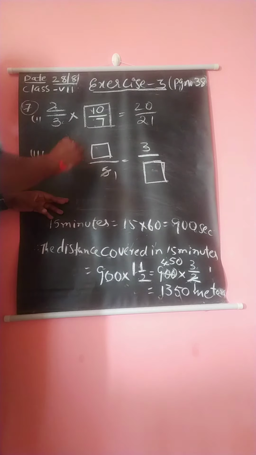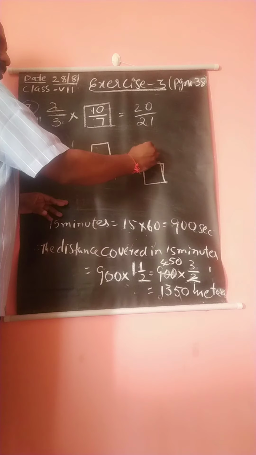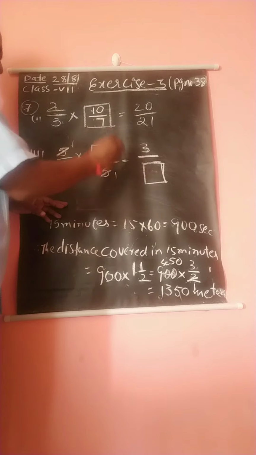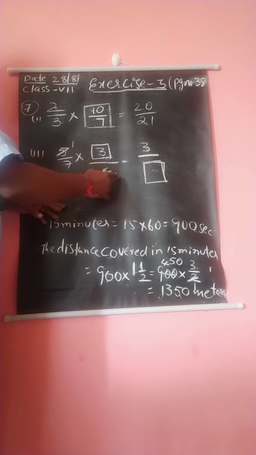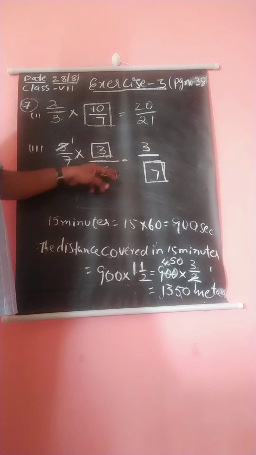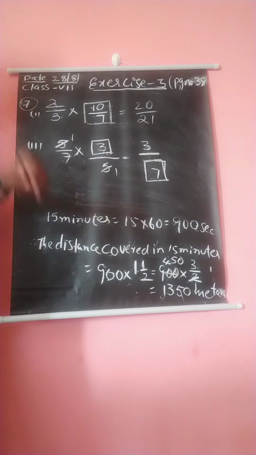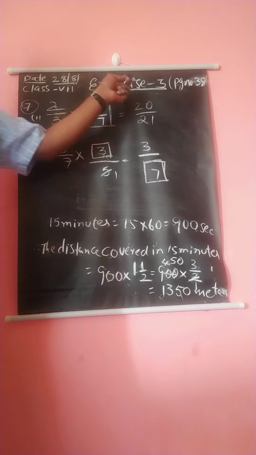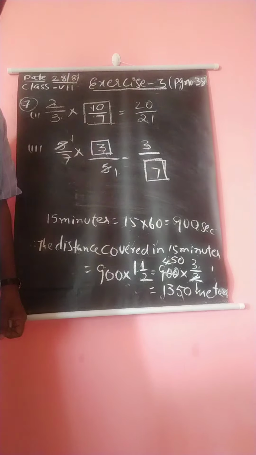Now listen here. Here 1 is there. The answer given is 3. What number should multiply with 1 to get 3? 3. Now here 7 into 1 is 7. That means 5 by 7 into 3 by 1 is equal to 3 by 7. This is the answer for that. Okay, children, and exercise 3 is finished. Now we will go for that.